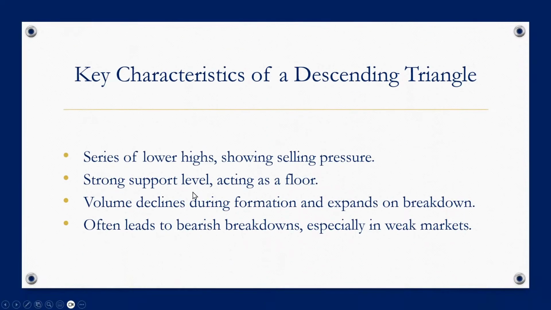Okay? Like the ascending triangle, this pattern has distinct characteristics. A descending triangle features a strong support level that repeatedly holds until sellers eventually overwhelm buyers. Lower highs indicate increasing selling pressure. Volume declines during the formation and then expands on the breakout. So understanding these characteristics allows traders to anticipate price moves more efficiently.